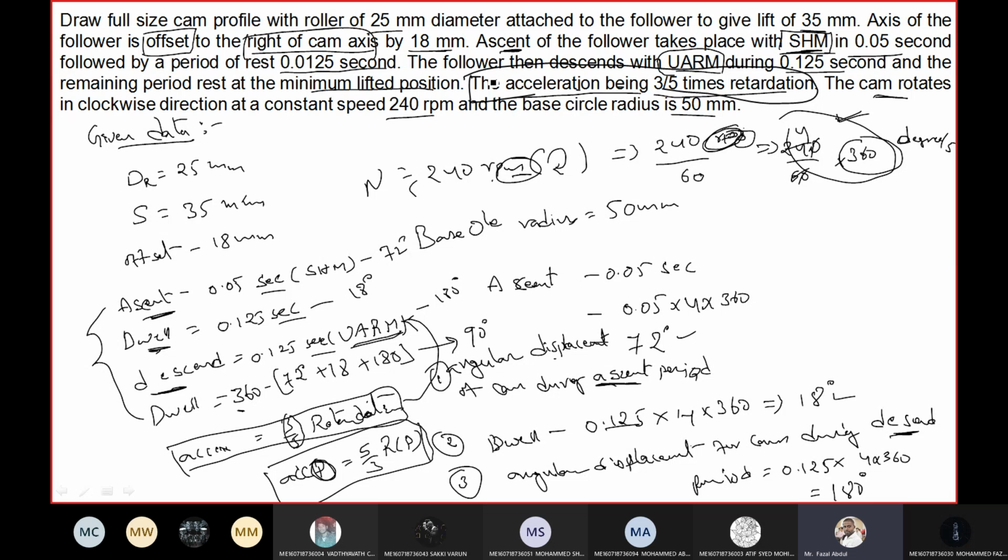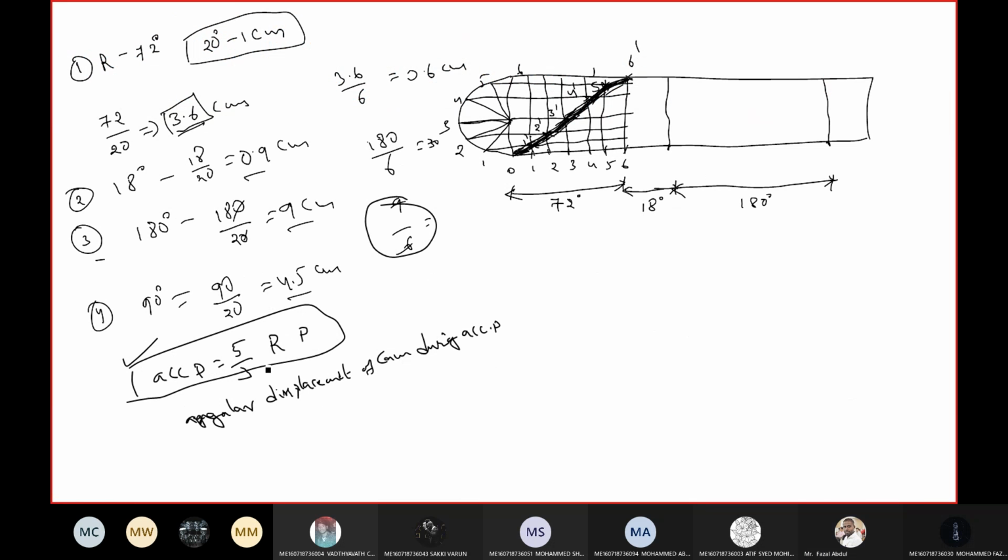Blindly remember this one. Whenever this type of statement is given, it is applied to the motion with uniform acceleration and uniform retardation. It means whatever the mechanism, whatever the numericals you are going to calculate, these all belong to this period of uniform acceleration and retardation. So for that only I am calculating again this value, the angular displacement of the cam during the ascent period and during the descent period.